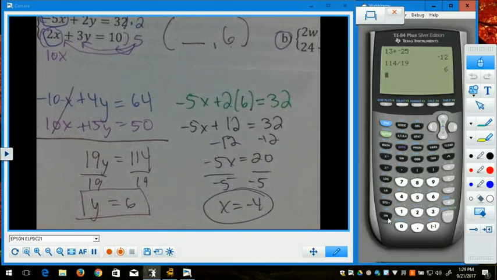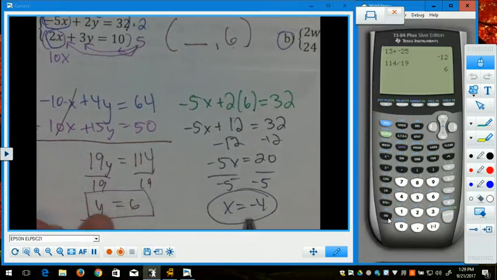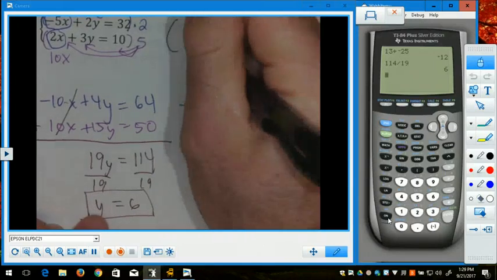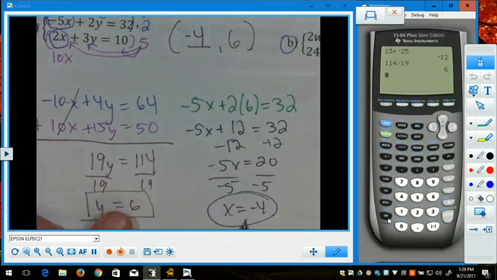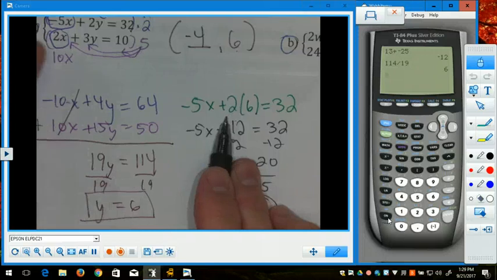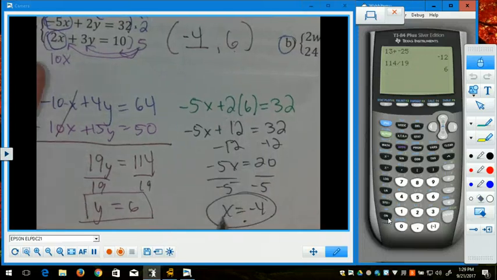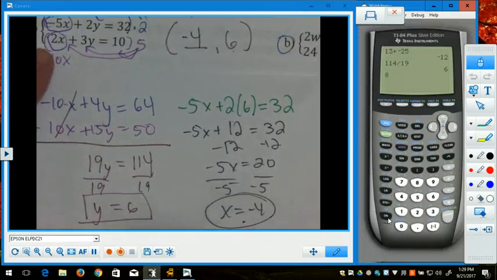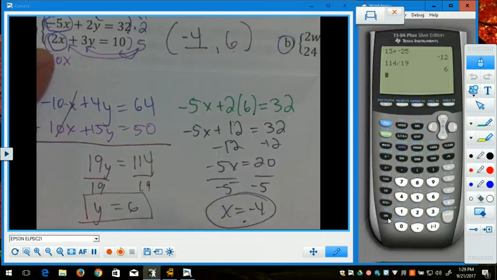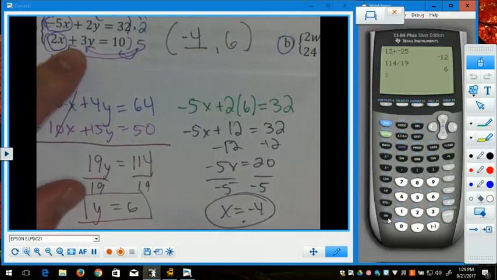As long as I did all my algebra right, that should work. Now, so I think my point is negative 4, 6. What I'm going to do is take this x and this y, since I got this from the top equation, take these numbers and put them into the bottom equation. 2 times x plus 3 times y equals 10.